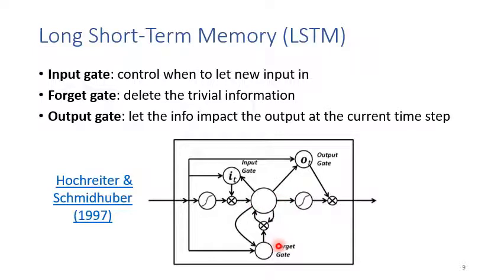Another gate is the forget gate. If the forget gate is 0, right? So you will clean the memory, the hidden cell, to 0. The last one is the output gate, which controls the output. It decides if we want to let the information pass to the next stage or not.